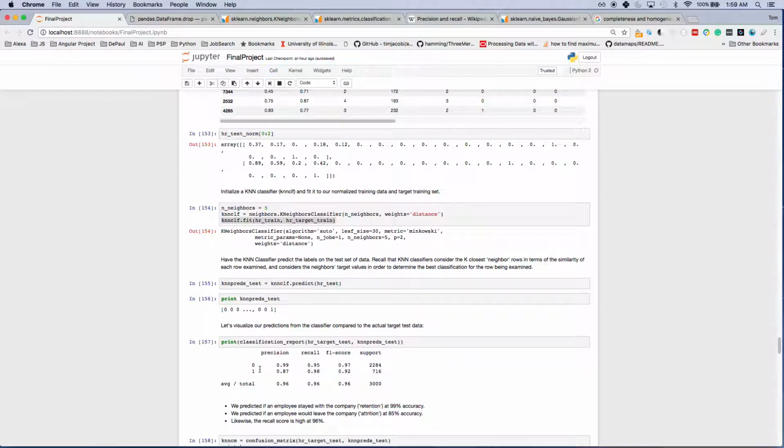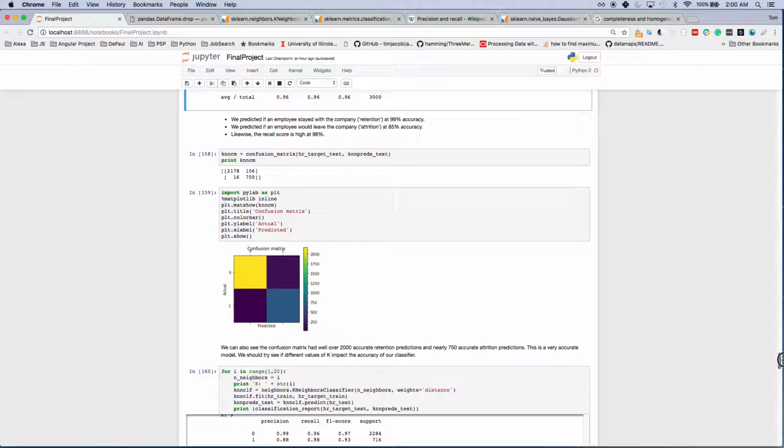Off of a k of 5, I saw a 99% accuracy for predicting that an employee would stay, and an 87% one for whether an employee would leave or not. So overall, 96% accuracy, which was really strong. You see a confusion matrix there.